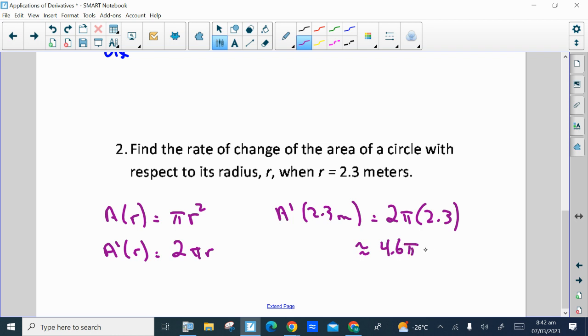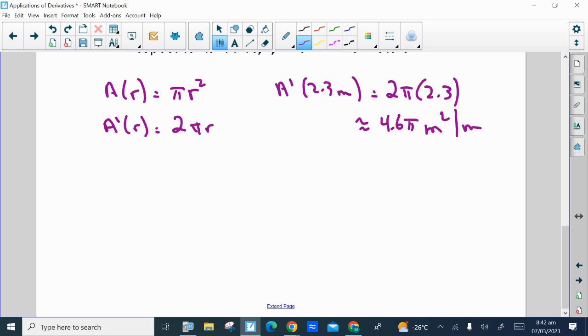And because it's area that's changing with respect to radius in meters, it'll be 4.6 pi meters squared per meter. So by writing it like this, we have expressed it as an exact value, not a decimal that would need to be rounded. But the area is changing with respect to the radius. So the area is measured in meters squared, the radius in meters.